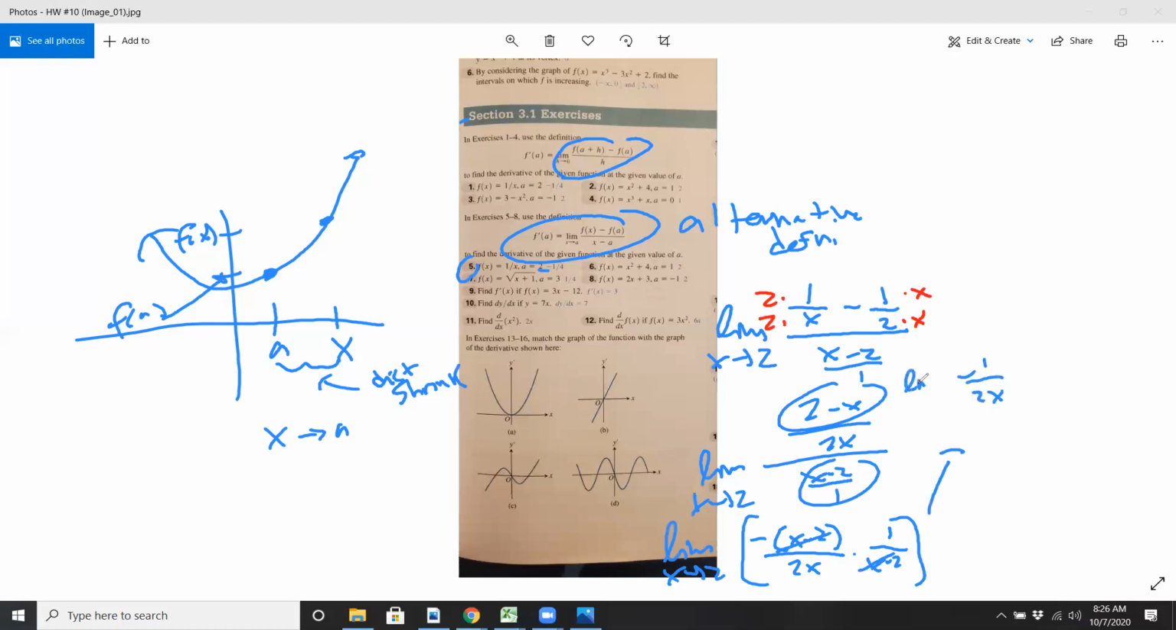The limit as X approaches 2. Now I just plug it in, and I get negative 1/4, and that's my slope. Which makes sense because 1 over X looks like this. And X equals 2, here's X equals 1, X equals 2. That seems like that would have a slope of negative 1/4.